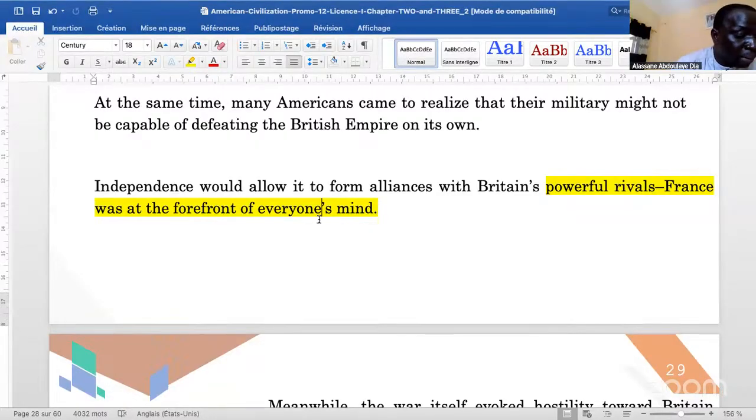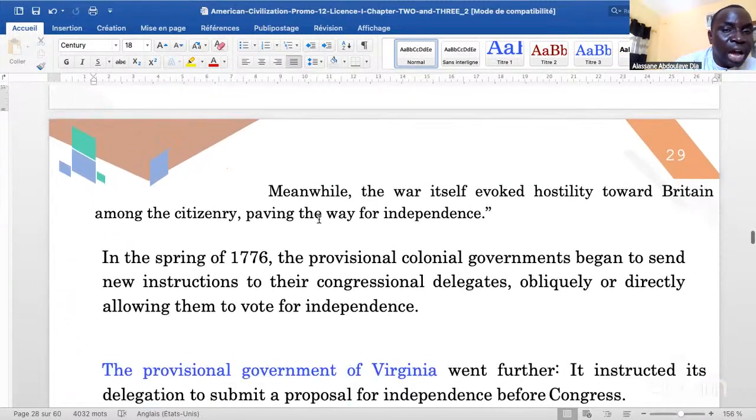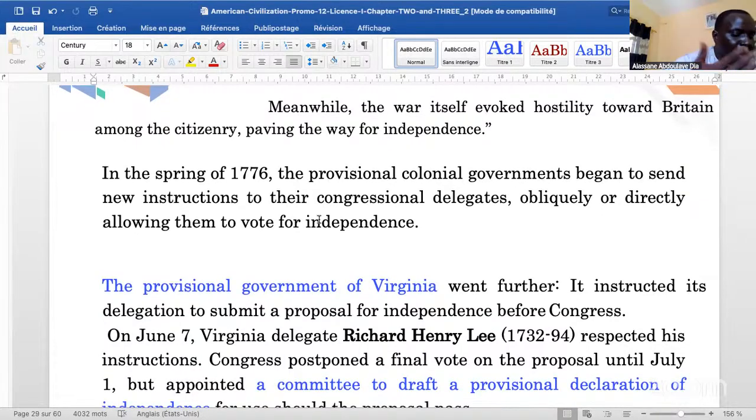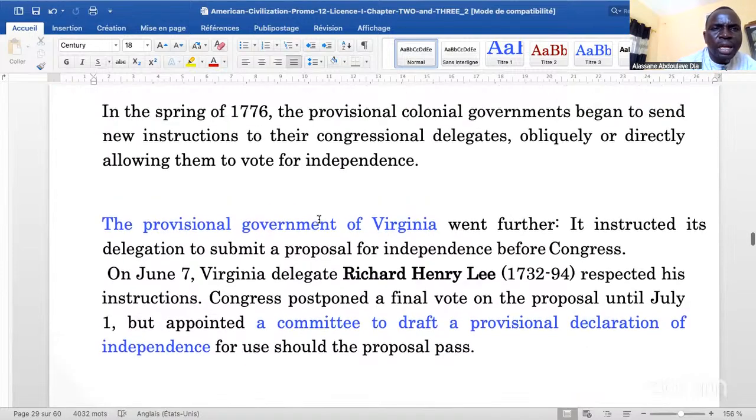So the Continental Army tried to have collaboration with the French. So the French are going to support them and help them organize the war. Is that clear, class? So the war itself became hostile. So there was hostility. There was frustration. So there were clashes. There were tensions between Britain and the American colonies.